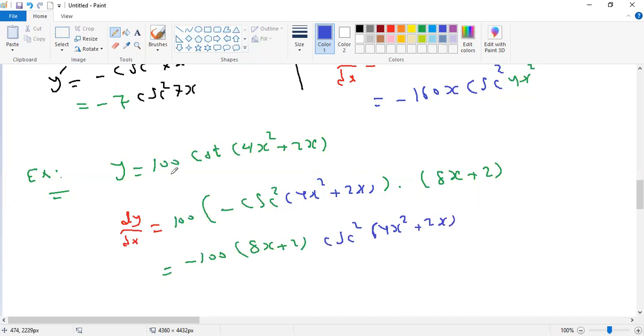Again, 100 cotangent, the derivative of the cotangent is minus cosecant squared u times the derivative of the angle, where u is 8x plus 2. Then I have multiplied by minus 100. This can be multiplied by negative 100, or we can take 2 out, which will be equivalent. So I can multiply negative 100 by 8x plus 2, or take 2 out. If I take 2 out, it will be minus 200 times 4x plus 1 cosecant squared of 4x squared plus 2x. I can write it in this way, also in this way.